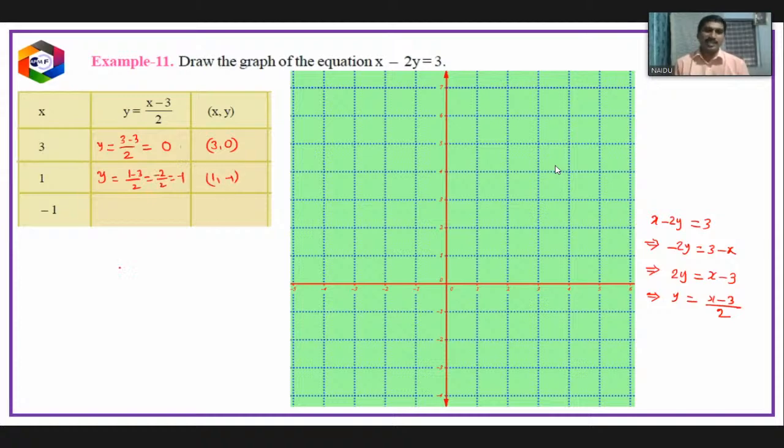Now again, let us take the x value minus 1. Minus 1 minus 3 by 2 is minus 4 by 2, which will be equal to minus 2. So the point will be minus 1 comma minus 2.